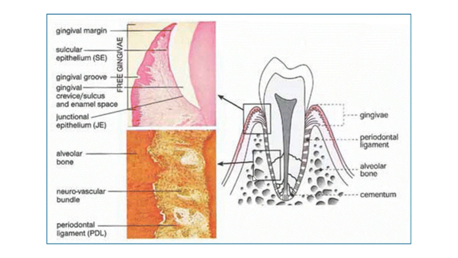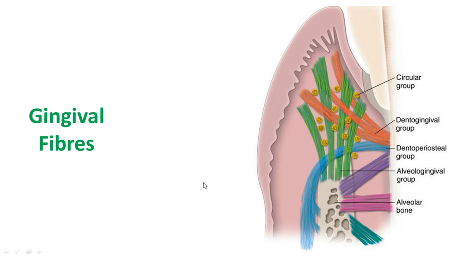Okay. So there are gingival fibers which are present on the top or the coronal portion, and these are gingival group of fibers, and these are periodontal fibers between the cementum and the alveolar bone, which are present in the radicular portion. Okay. So first we'll talk about gingival fibers. There are four basic or major groups of gingival fibers.